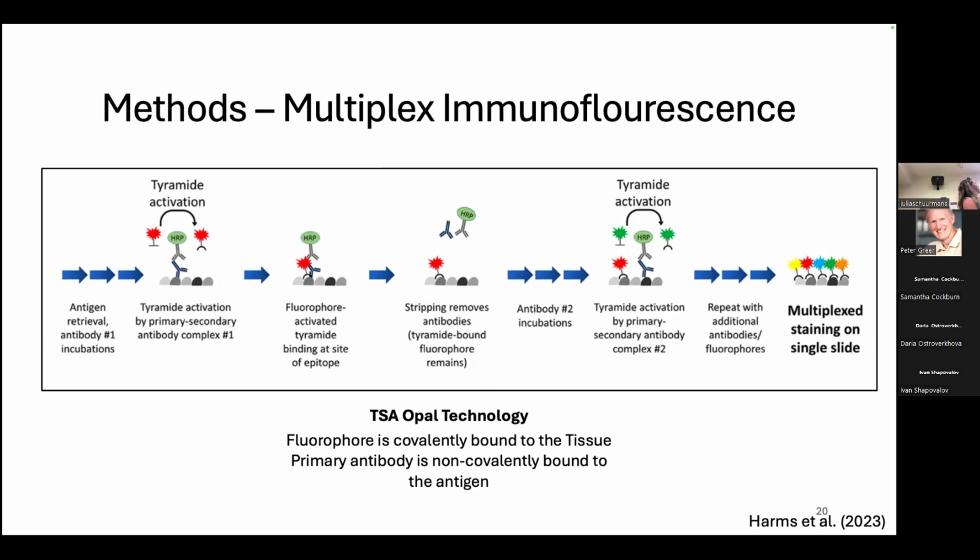Then we can wash off the primary and secondary antibody and stain again with a new fluorescent molecule. We can repeat this over and over again until we can get up to about 6 to 8 markers on the same slide. And this is great because then we can image and unmix them.